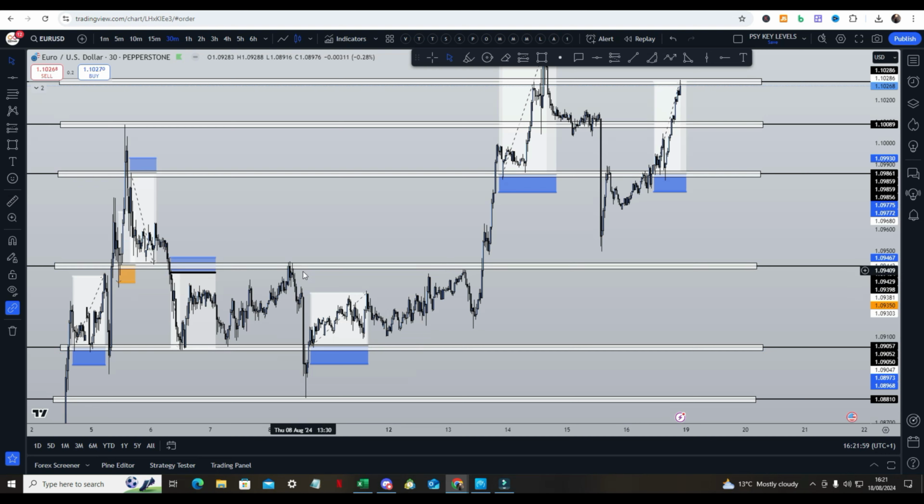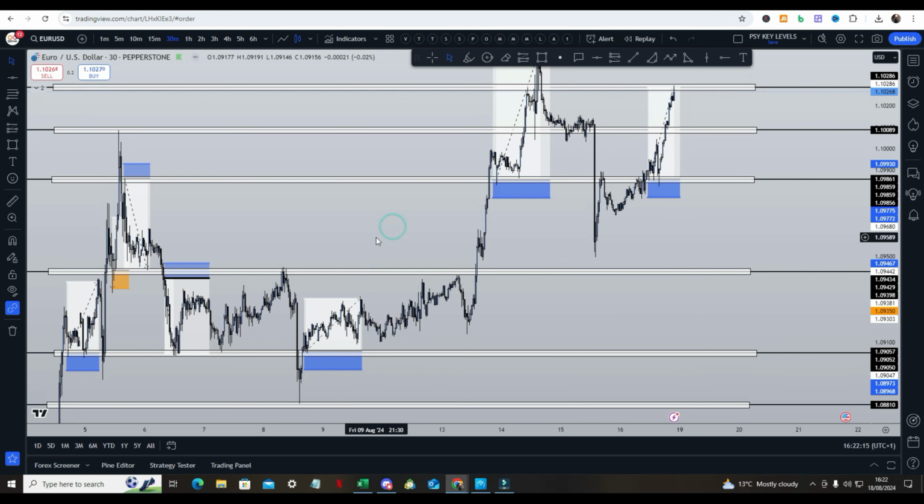Now I want to break this down. Let's dissect this. First of all, entries. How do I even know where to take entries from? Because if you look at the major rejection levels, which become our support and resistance levels, that's what we work off.